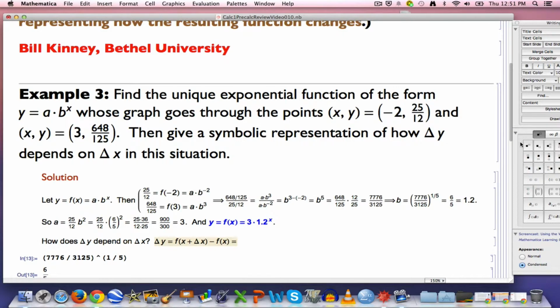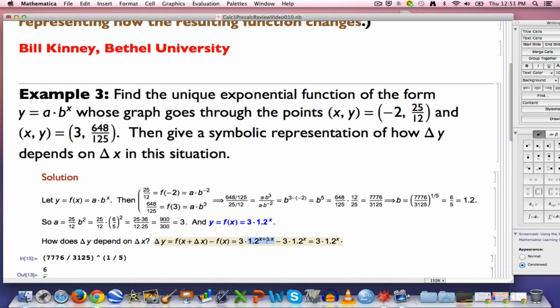What is that going to be for this function? Well, when you plug x plus delta x into this formula, you need to replace the x with that expression there, x plus delta x. So we're going to get 3 times 1.2 to the x plus delta x power. Subtract what you get when you plug in x to the function, 3 times 1.2 to the x. And then you stare at that a bit, and you wonder, I wonder if I can simplify this at all. And it turns out you can. And with an exponential function like this, this will always work.